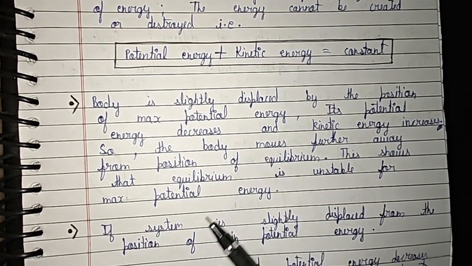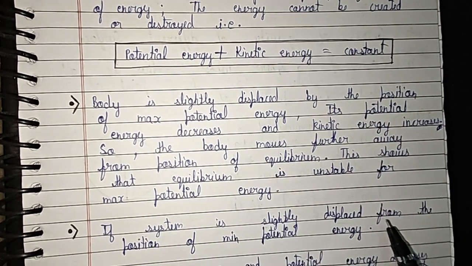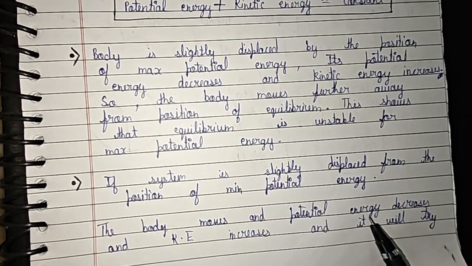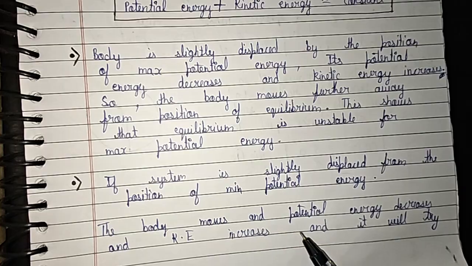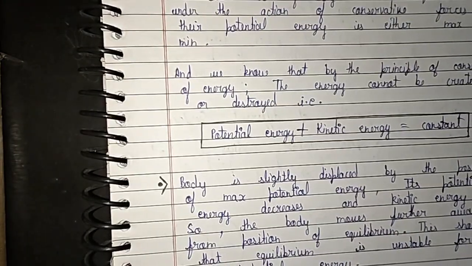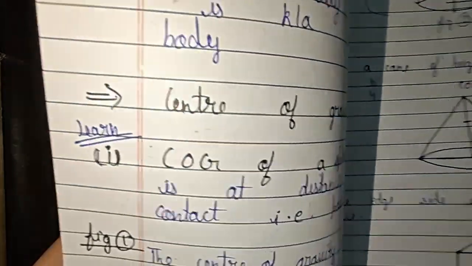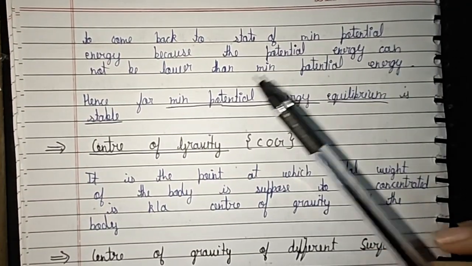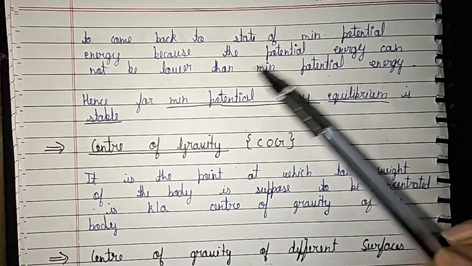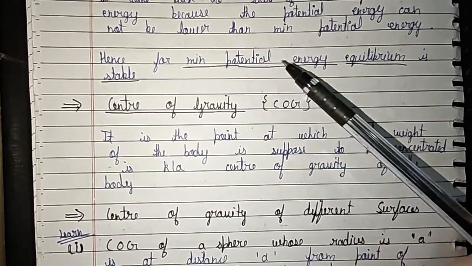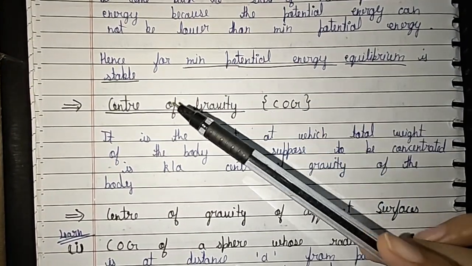Now further, if the system is slightly displaced from the position of minimum potential energy, the body moves and potential energy increases and kinetic energy decreases. So here what will happen, it will try to come back to the state of minimum potential energy, because the potential energy cannot be lower than the minimum potential energy. Hence for minimum potential energy, equilibrium is stable.